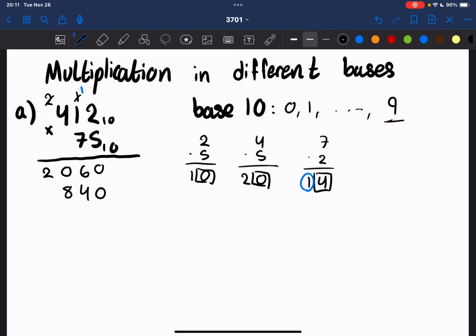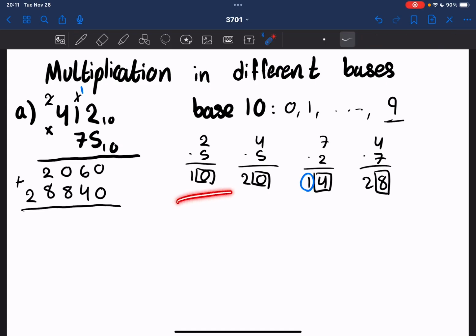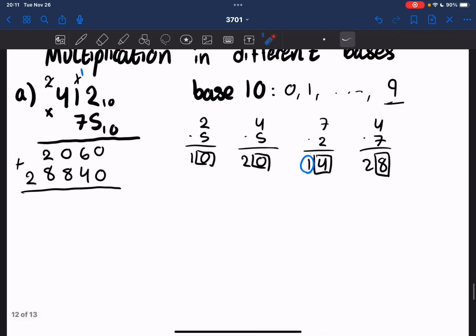And then lastly, we have 4 times 7. Well, you know that the operation 4 times 7 will give you something bigger than 9, so let's just write it out. That would give us 28. So we put 8 here, carry the 2. Well, the 2 just gets put down here. So it just goes here, and then we're done, right? And we have to add these numbers together. The reason why I'm doing it in this method is because you'll see that you can extend it to the next base or to different bases.